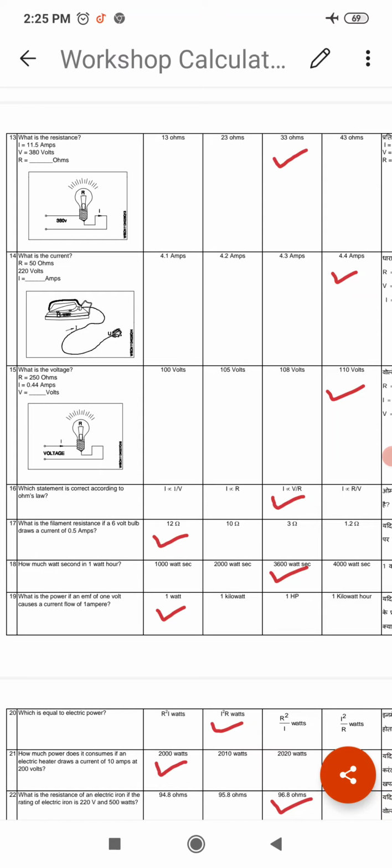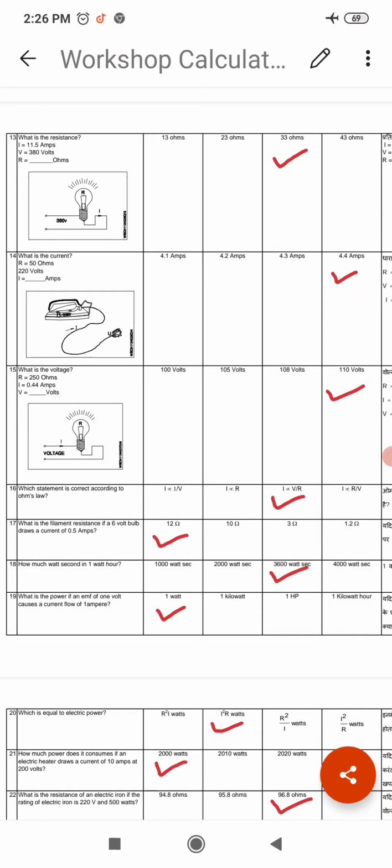Next, which statement is correct according to Ohm's law? I is equal to V upon R. What is the filament resistance if a 6 volt bulb draws a current of 0.5 amperes? It's 12 ohms.